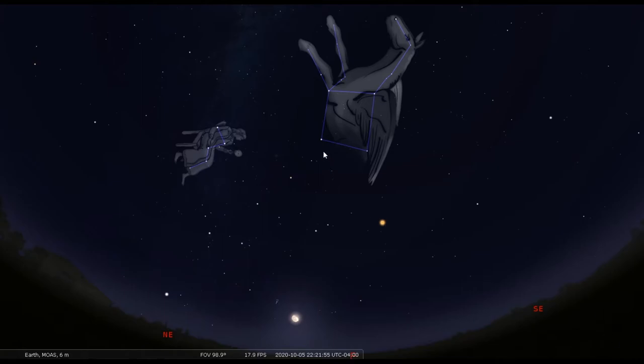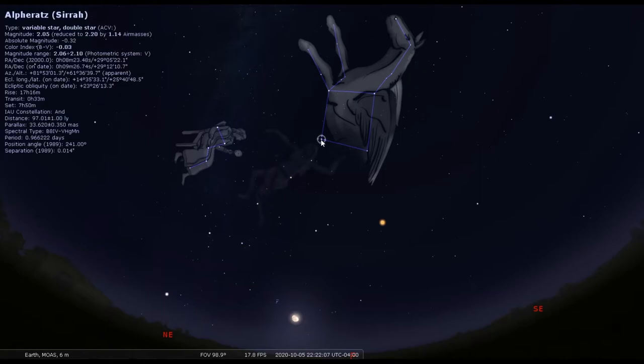Actually connected to Pegasus and sharing the same star is the constellation Andromeda. See this left corner star of Pegasus? This is called Alpheratz right here. And Alpheratz is also part of the constellation called Andromeda. And Andromeda was a princess and connects to Cassiopeia.